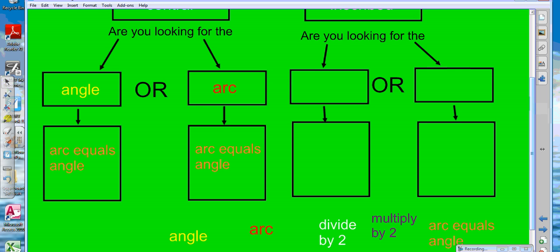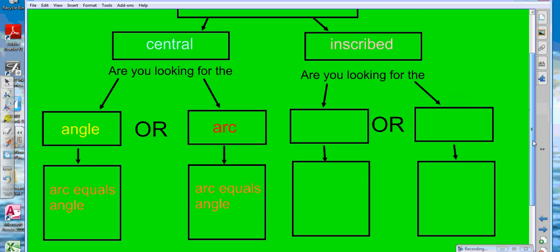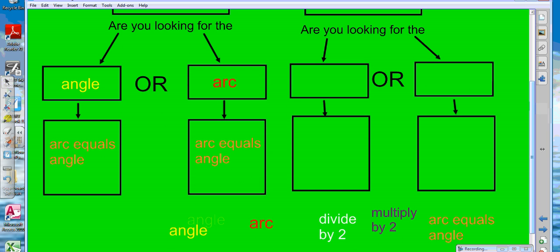Now if I'm looking at an inscribed angle, it matters which direction I'm starting with. Am I starting with an angle or am I starting with an arc? Because we've got to think about it. One is half the size of the other. That means the other one is twice as big. So you've got to think, am I going to multiply or divide? Which way am I going to go?